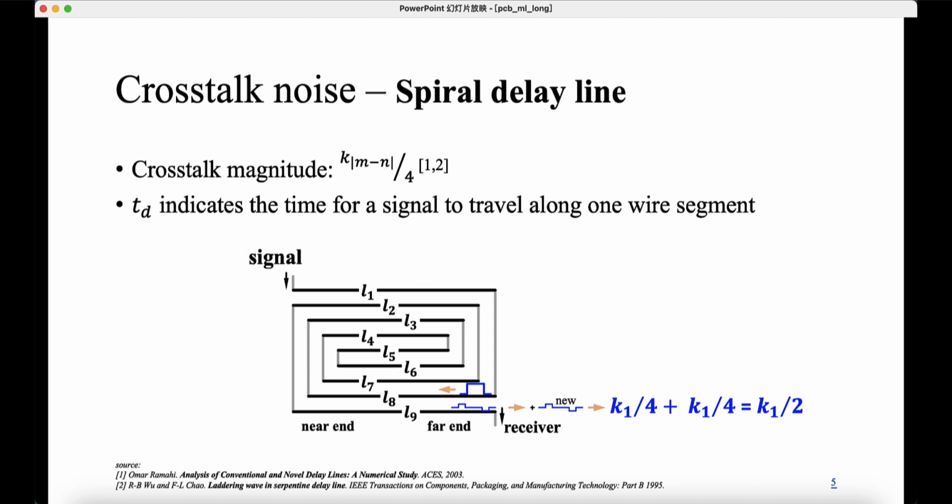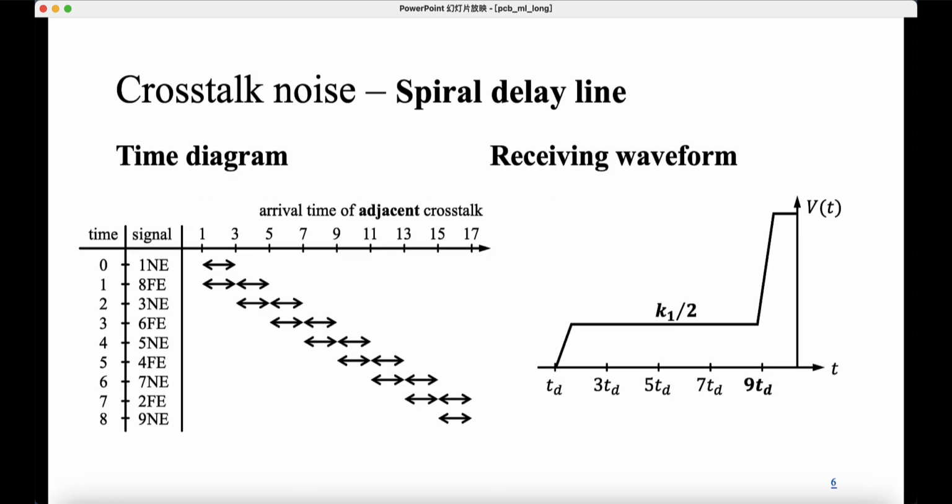The one at L9 directly appears at the receiver. We illustrate the corresponding time diagram of the crosstalk due to the adjacent coupling in the spiral delay line in the figure on the left and the corresponding receiving waveform in the figure on the right. As with serpentine design, the crosstalk noise is continuously created as the main signal propagates further toward the receiver.